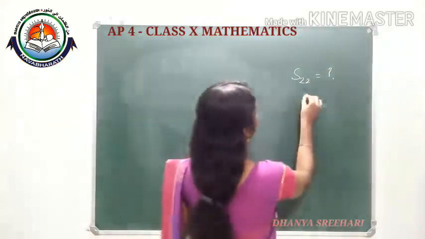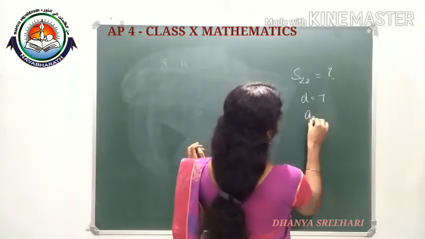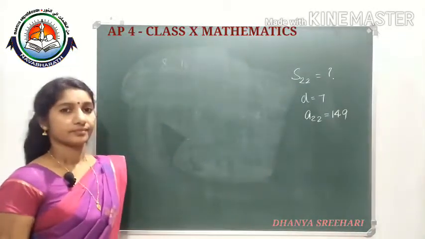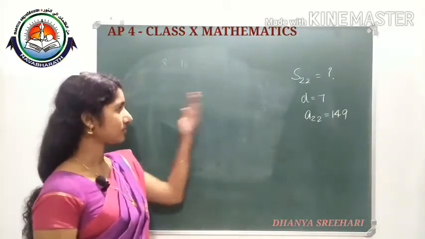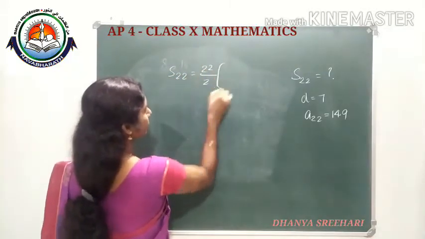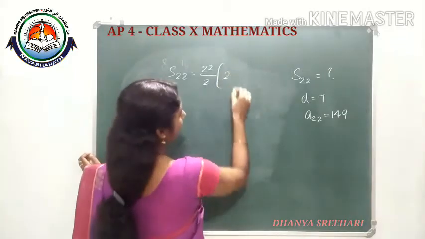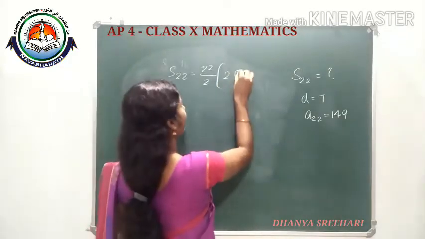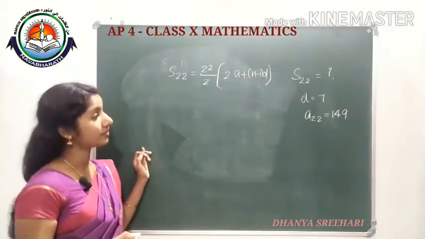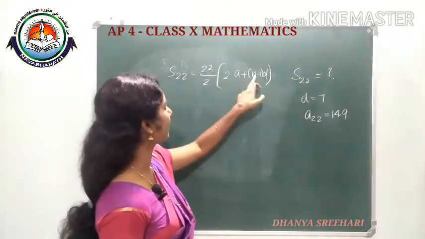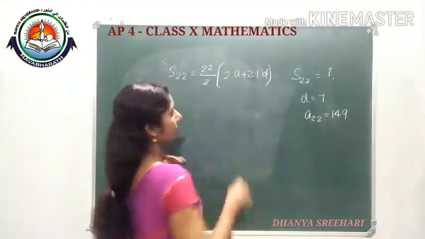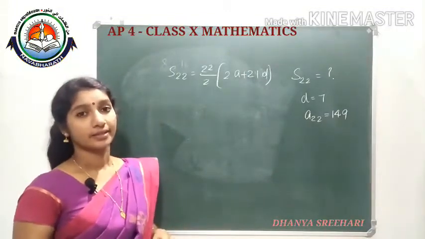And it is given its common difference is equal to 7 and its 22nd term is equal to 149. Then we can start. S22 is equal to n by 2 into 2a, we don't know a, 2a plus n minus 1 into d. So what we need to do? We need to first find a. d is given, a is missing, n we know, n is 22. So it will come 21d, 22 minus 1, 21d. So first we need to find a.